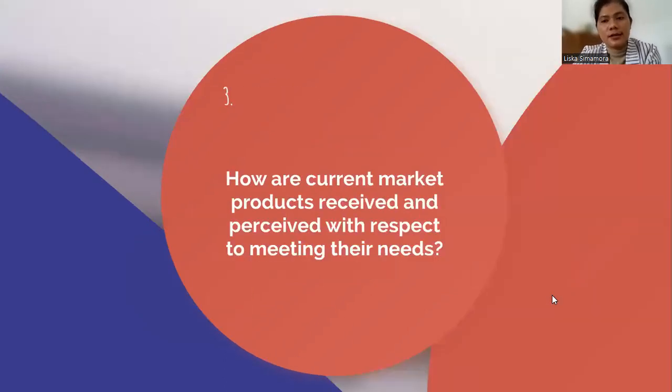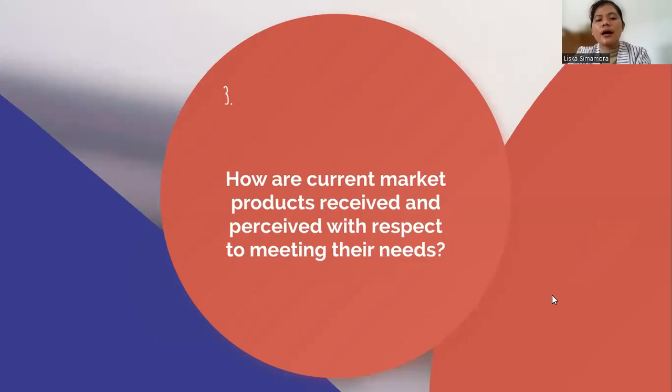And then the point 3, how are current market products received and perceived with respect to meeting their needs? So this agrotourism project is initiated because in this area, there is a lack of well-organized agrotourism.